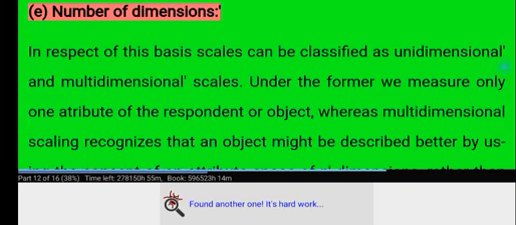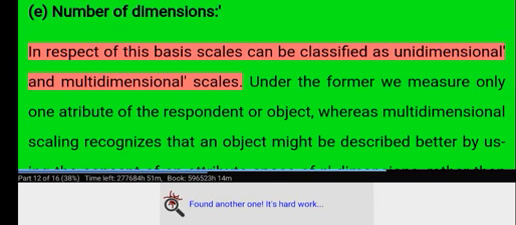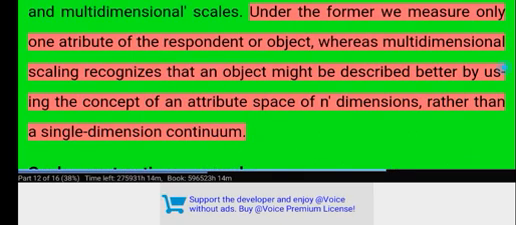E. Number of dimensions. In respect of this basis, scales can be classified as unidimensional and multidimensional scales. Under the former we measure only one attribute of the respondent or object, whereas multidimensional scaling recognizes that an object might be described better by using the concept of an attribute space of n dimensions, rather than a single dimension continuum.